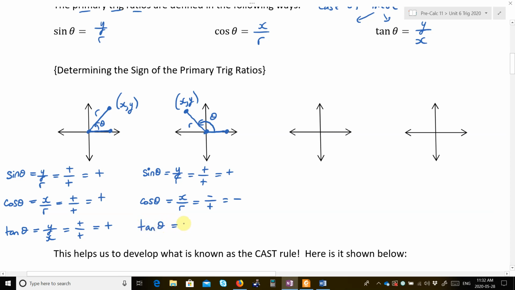And tan theta is y divided by x. The y-coordinate is positive. The x-coordinate is negative, so we get a negative for tan theta. Okay, and so now we'll see what happens when we move the angle into here. There's r.